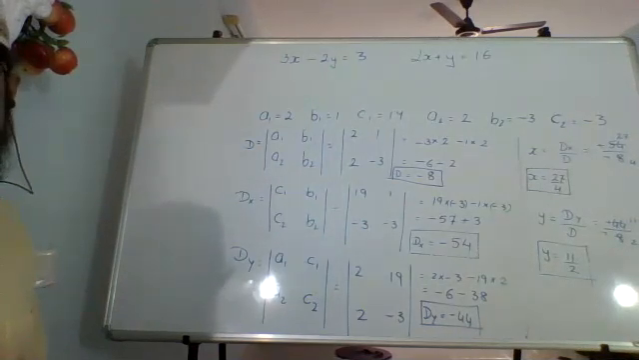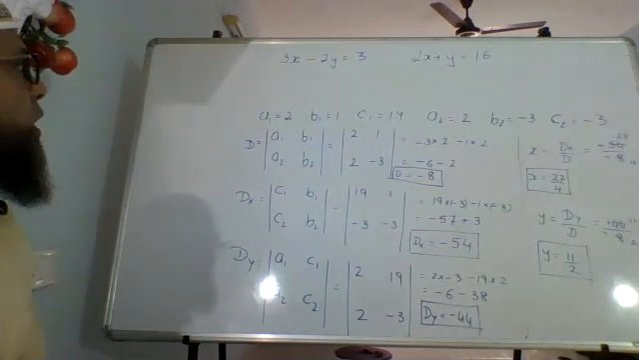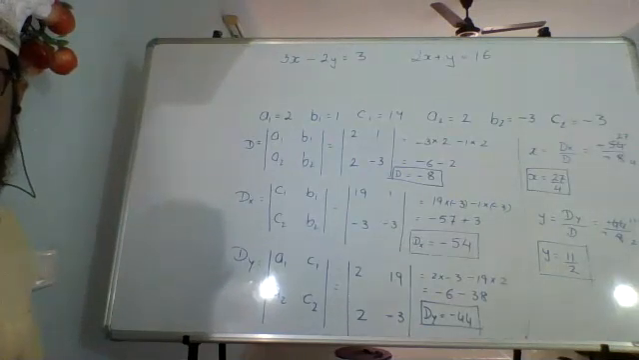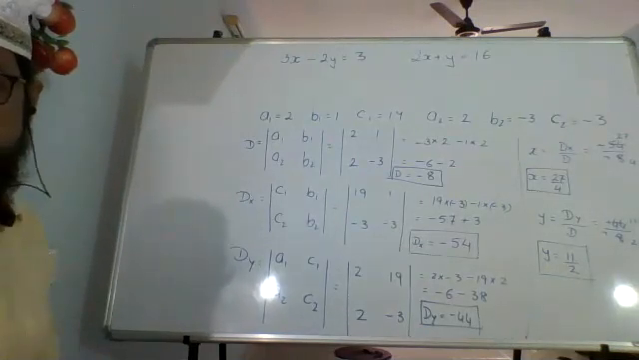Sir, that is 3x minus 2y equals 3 and 2x plus y equals 16. Okay.